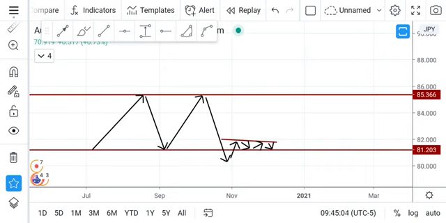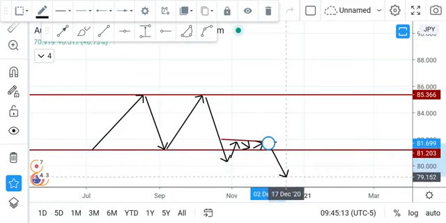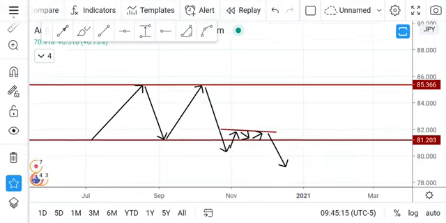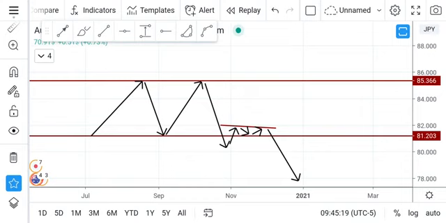So the next thing that is going to happen, more likely, especially if the price is in a downtrend, below the 200 period moving average, is that you are going to have a breakdown of price. So the price is going to break down. That's why we call it a bearish reversal chart pattern.